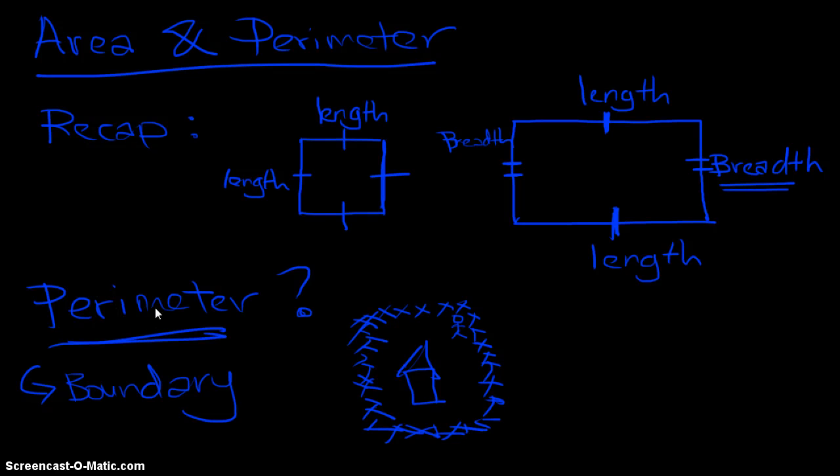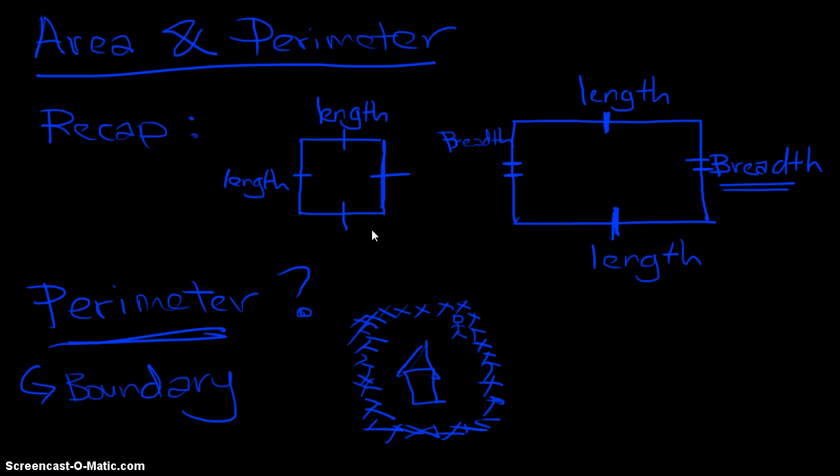Okay, in the last lesson, we learned what a perimeter is. A perimeter is actually a boundary. For example, I have a house here, and this boundary here is the perimeter. So what is an area?